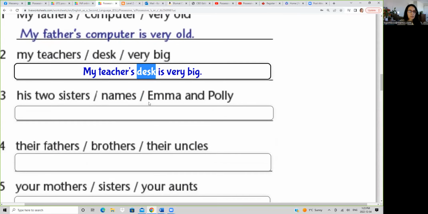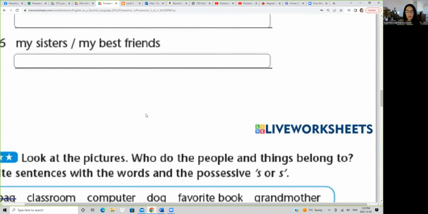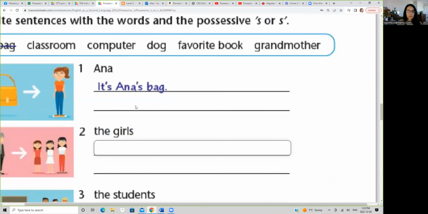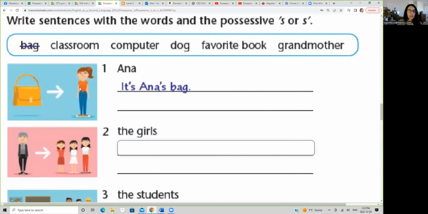So for example, his two sisters' names are Emily and Polly. Are, because Emily and Polly. Okay, so when you finish with this one, you can write here again. Let me show you this one too. So we are here: Anna and bag. It's Anna's bag. Okay, then you have here classroom, computer, dog, favorite group, grandmother.